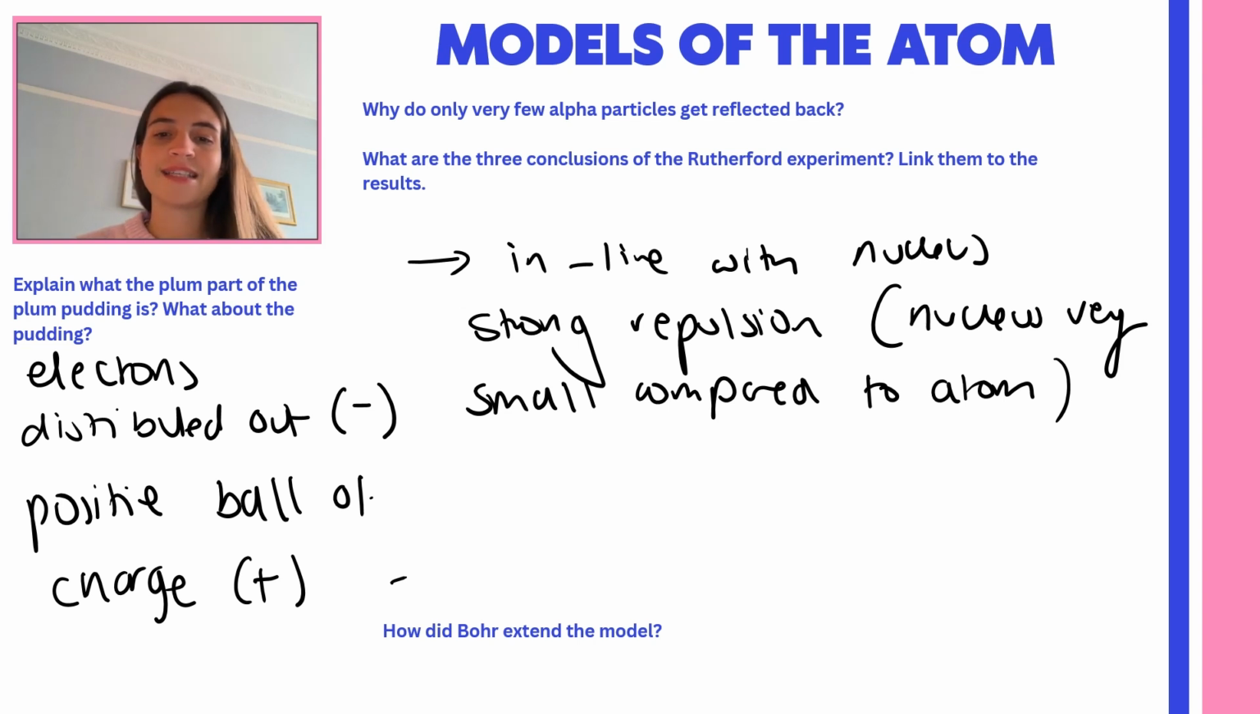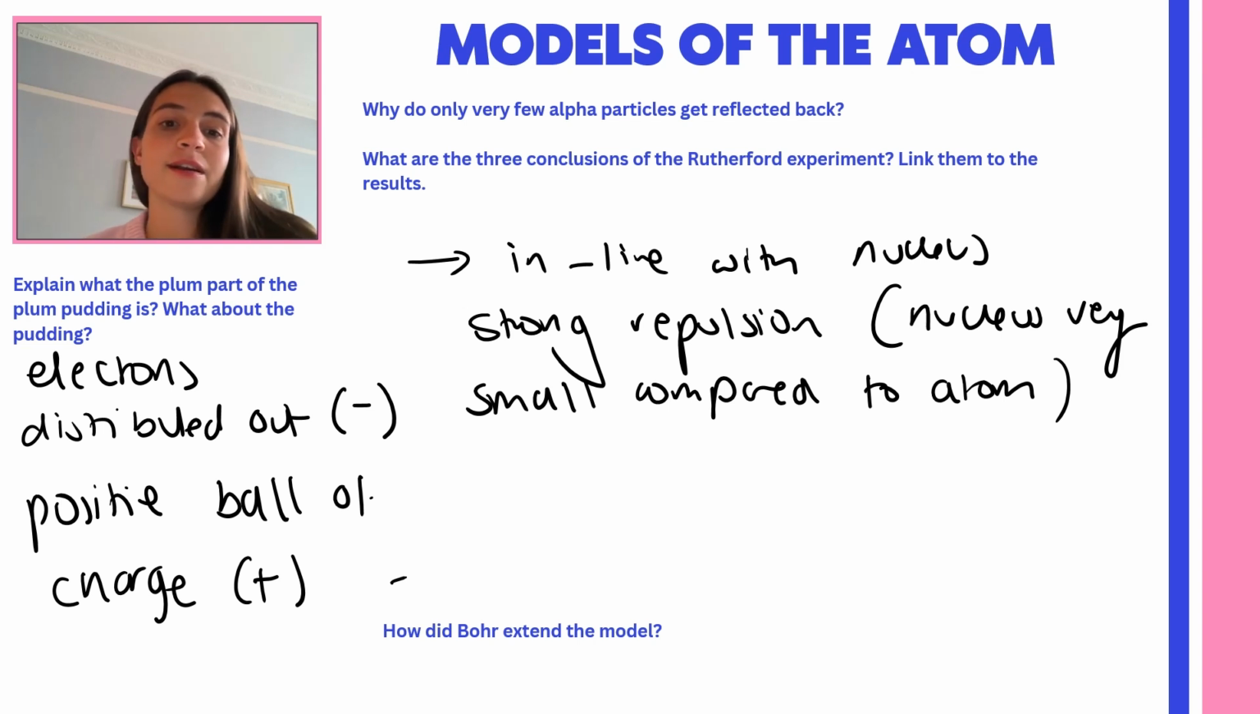And in brackets there, since the nucleus is very small compared to the size of the atom, that's why it only happens to very few alpha particles, because very few alpha particles will happen to be aligned with the gold atom nucleus as they're fired towards this gold foil.